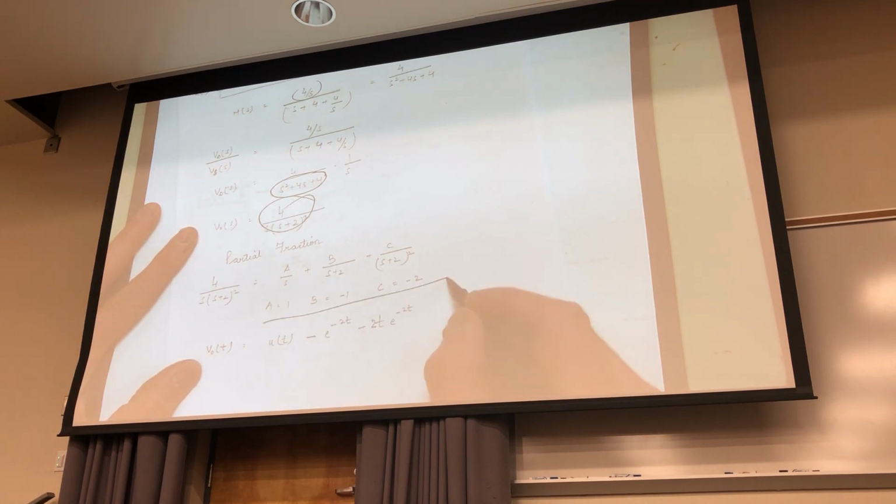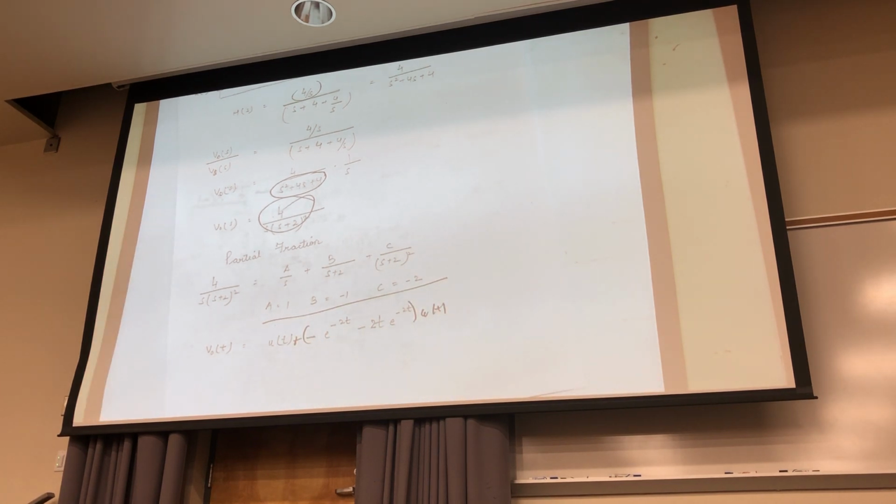Anyway, these will be the values, and then going back into the time domain, the 1 over S goes as U of t. Since A is 1, it's just U of t. B over S plus 2 will be B, which is minus 1 e to the minus 2t. And this is going to be minus 2t e to the minus 2t. And both of these really should have a U of t on them, but that's the only thing.